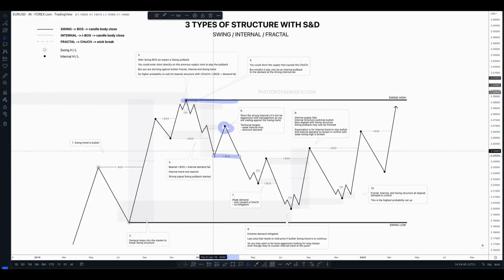This is the weak internal low. We've pulled back up to premium internal supply and we've got short. Now, where are we going to target?